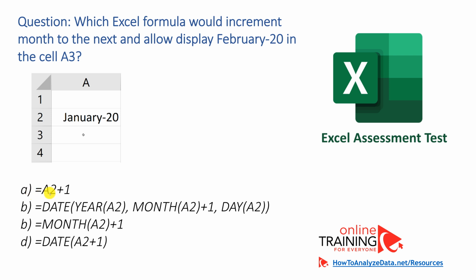In choice A, we have A2 plus 1, which makes logical sense. In choice B, we have a more complicated formula using the DATE function. In choice C, we have MONTH(A2) plus 1, and in choice D, we have DATE(A2) plus 1. So which one would you choose? Which one do you think is the right answer?